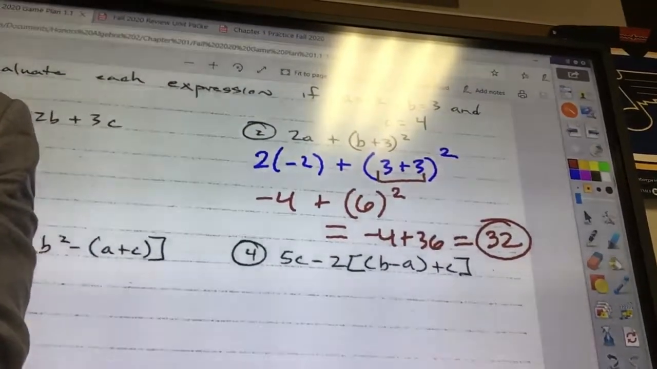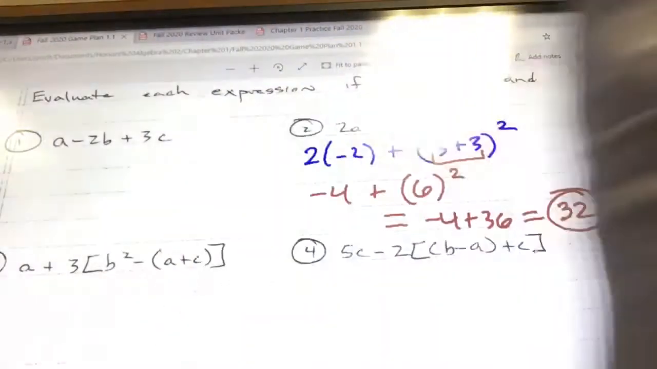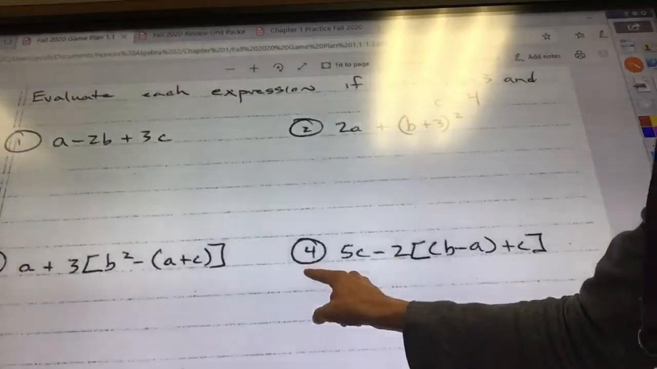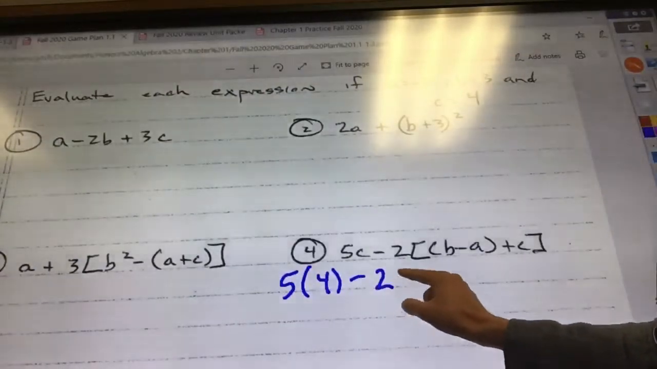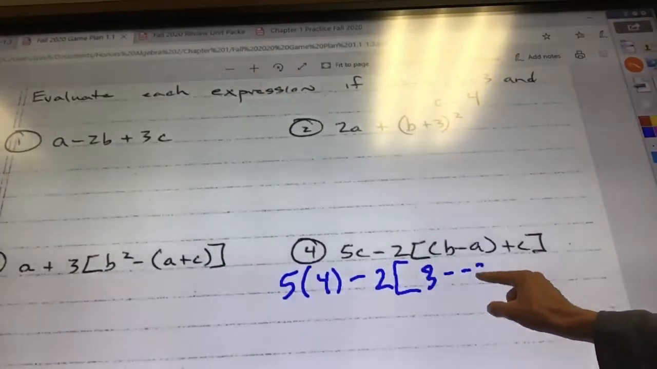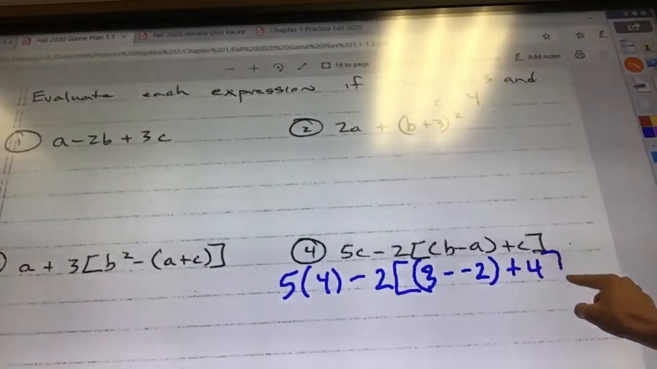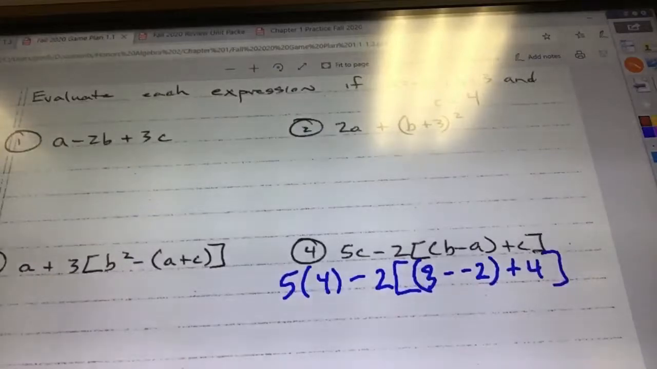Okay, next we're going to do number 4. Stay right there. Number 4. 5 times C minus 2 times B minus A plus C. Okay, we can see that.